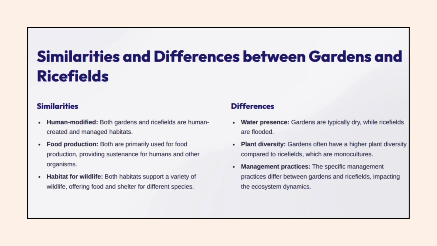So, for similarities, they are both human-modified. Both gardens and rice fields are human-created and managed habitat. So, pareho itong minamanage ng mga tao. And for food production, both are primarily used for food production, providing sustenance for humans and other organisms. So, nakakapag-provide sila parehas ng pagkain para sa tao at sa iba pang mga organismo.